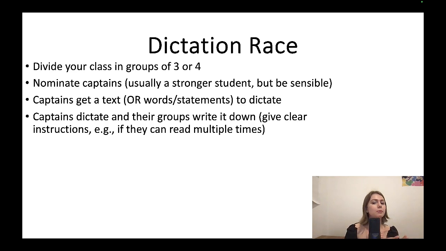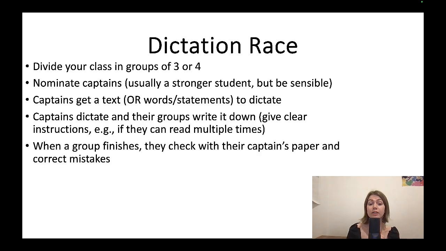At this point, you need to be very clear with your instructions. So for example, things like, can captains read the text more than once? Do they need to read the whole thing before they can repeat bits, or can they go back and forth as many times as they want? How many times they can repeat the text. So anything you want them to do, make sure to say it out loud and then ICQ that with good, clear ICQ.